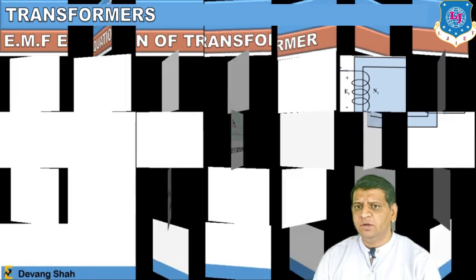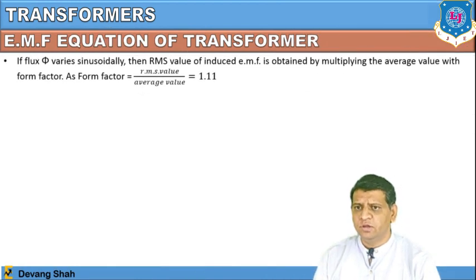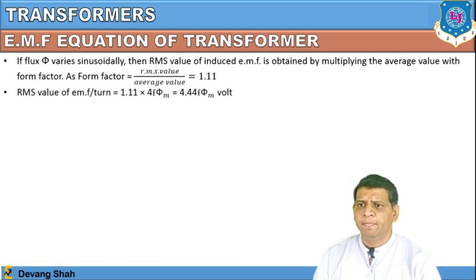So we convert this into an RMS value, since the induced E.M.F is always expressed in RMS value. Here the flux phi varies sinusoidally, so the RMS value of induced E.M.F is obtained by multiplying the average value by the form factor, which is the ratio of RMS value to the average value, equal to 1.11. Using this, we find the RMS value of E.M.F per turn, equal to 1.11 into 4F into phi m, that is 4.44 F into phi m volts.